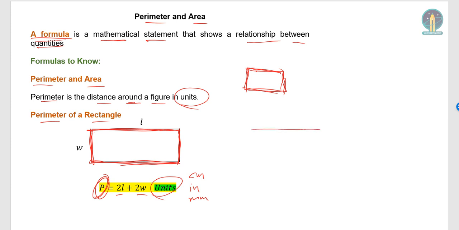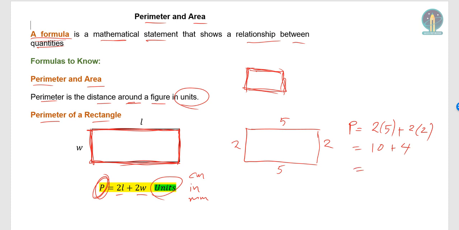Here's a quick example. Let's say we had an actual rectangle with sides of 5, 5, 2, and 2. So the perimeter would be 2 times 5 plus 2 times 2, in which case 2 times 5 is 10, plus 4, the perimeter is 14. And let's say these units were centimeters, so the perimeter would be 14 centimeters.